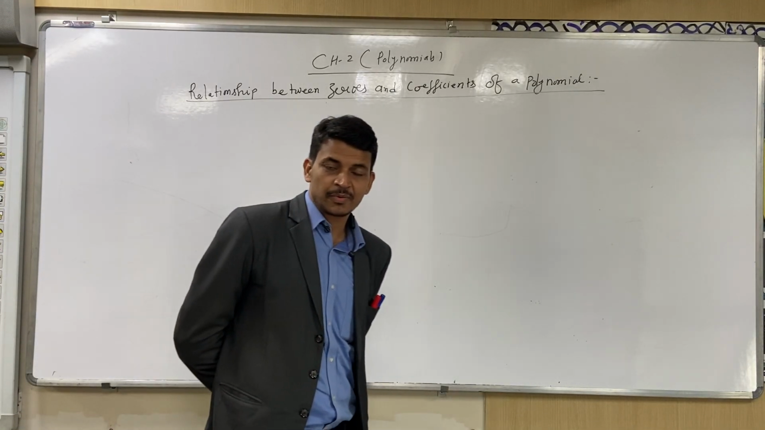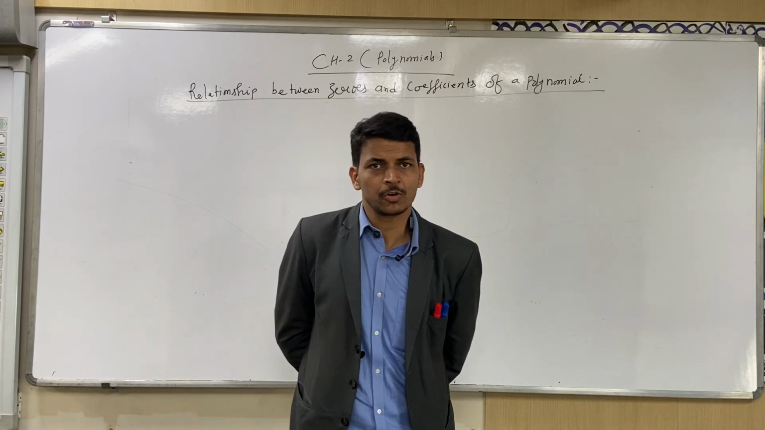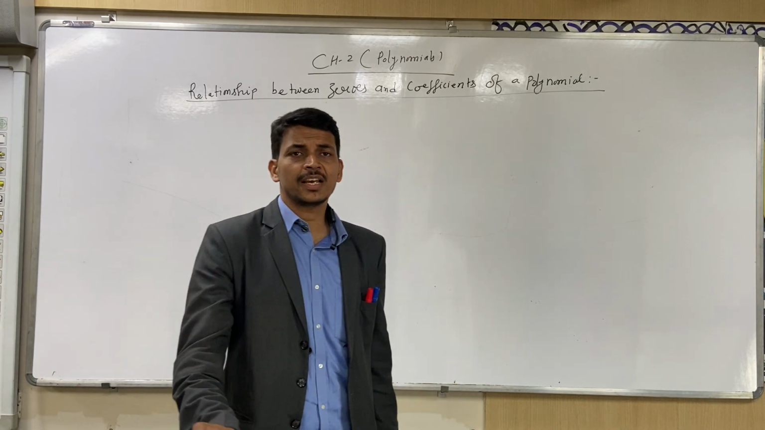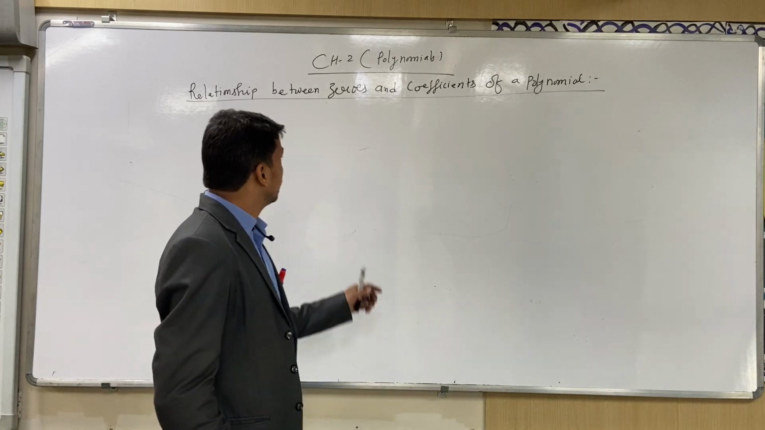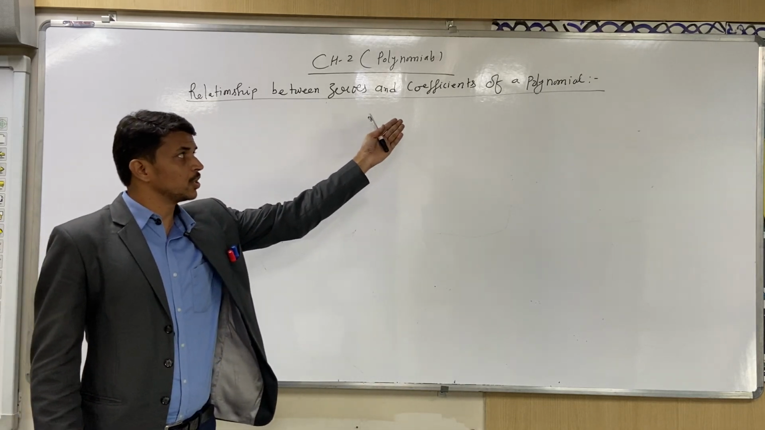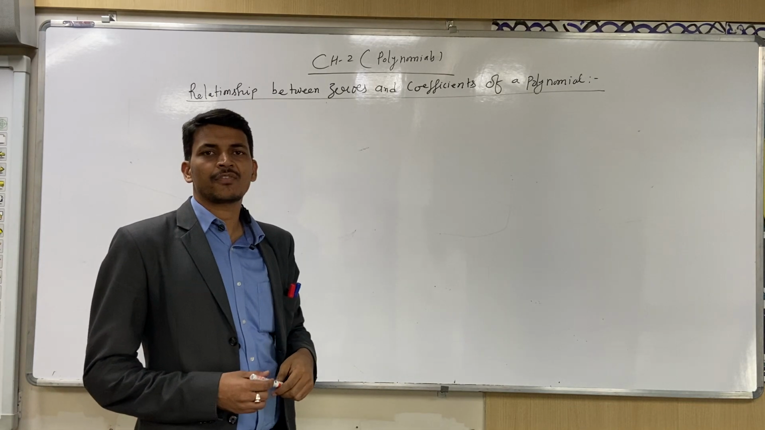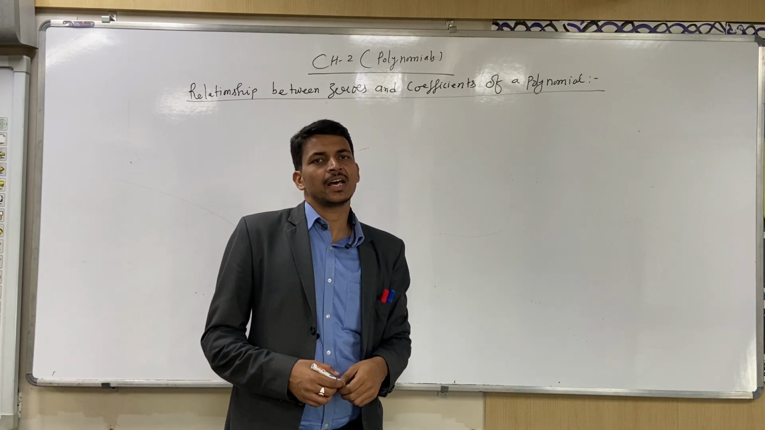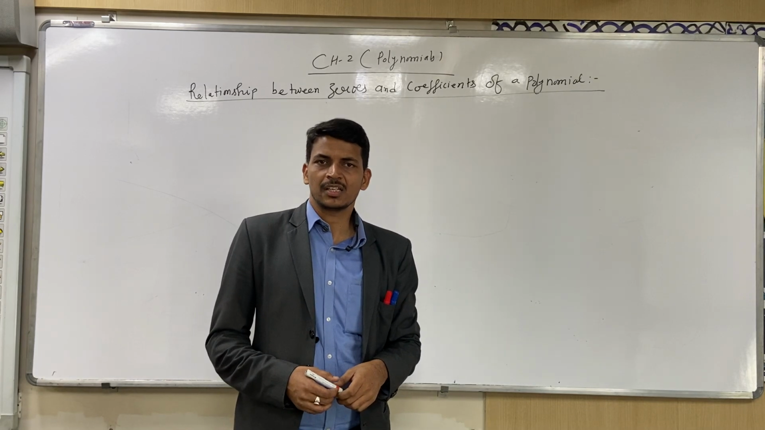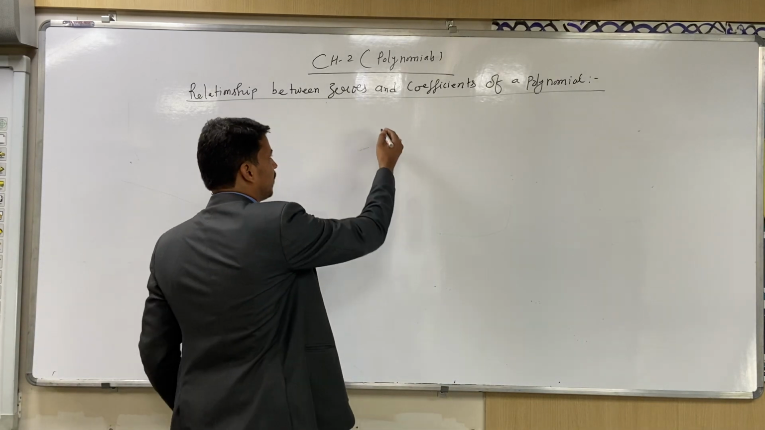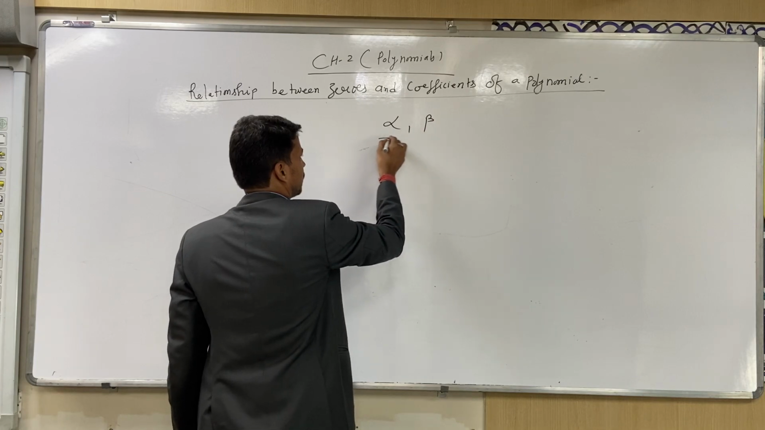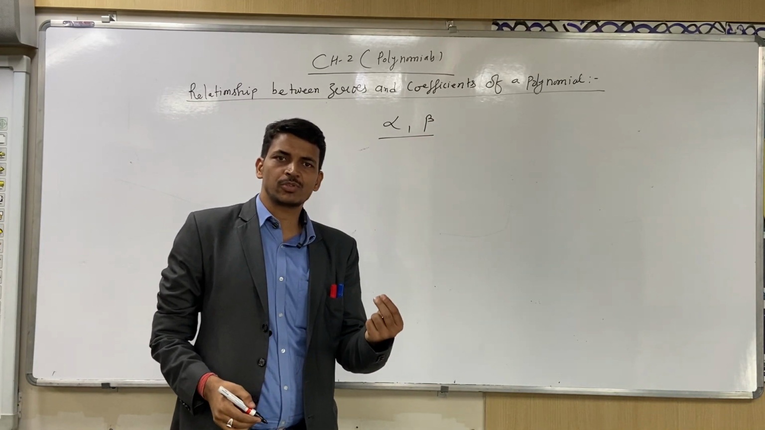Hello class, we will start chapter number 2, polynomials. Already we started. We'll see the next topic related to the relationship between zeros and coefficients of a polynomial. As you know, in case of a quadratic polynomial, we can have at max 2 zeros. Considering that the 2 zeros are alpha and beta, we have to verify two types of relationship.